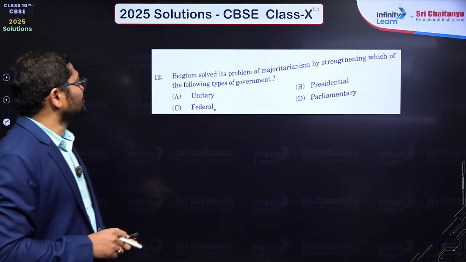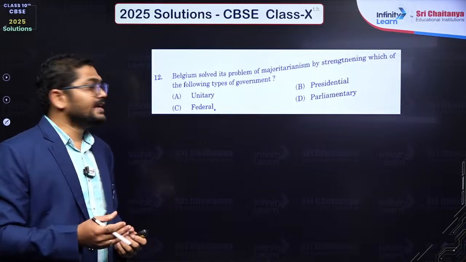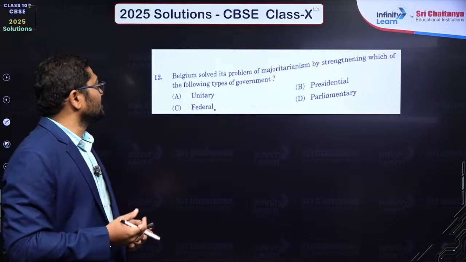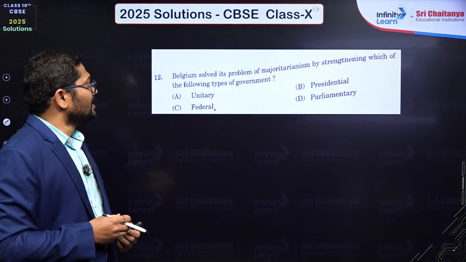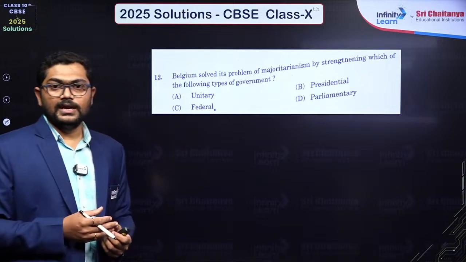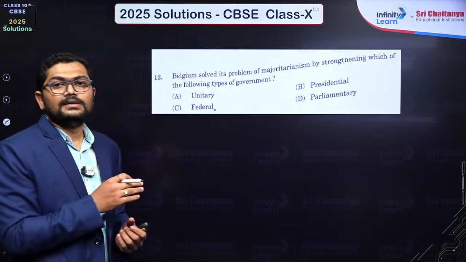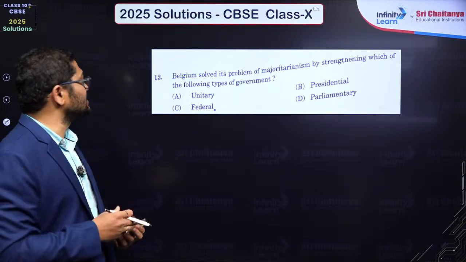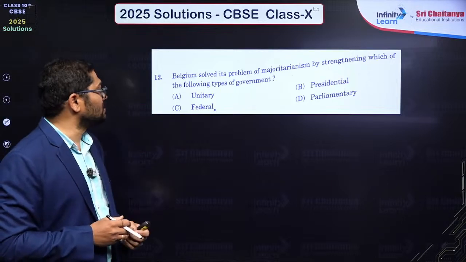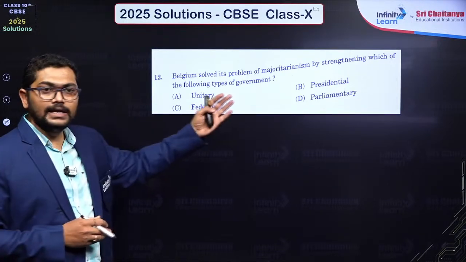Question number 12. Belgium solved its problem of majoritarianism by strengthening which of the following types of the government? So there are given the types of the government, and the question is asking which type of the government by solving the Belgium was able to solve its problem of majoritarianism. 4 types of the governments are given: unitary, presidential, federal and parliamentary.